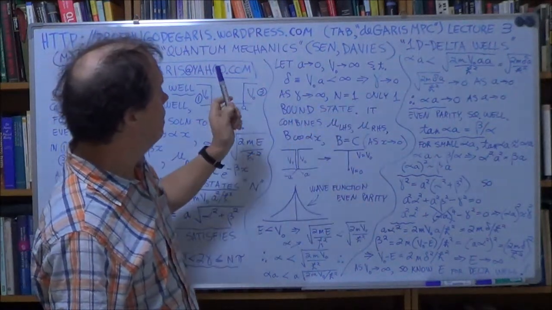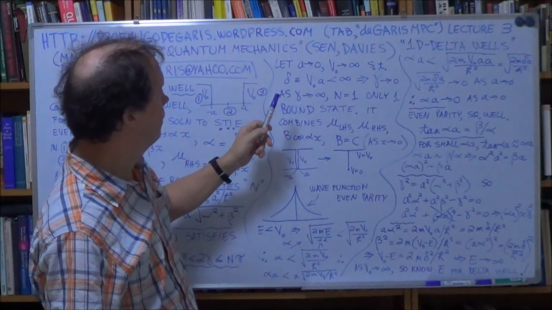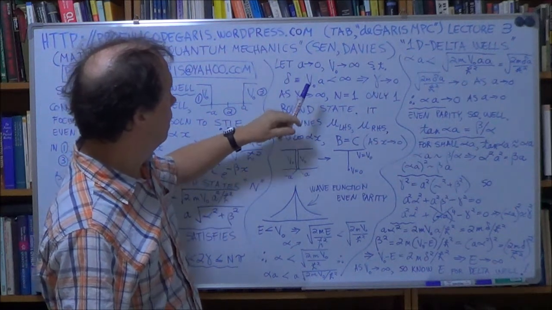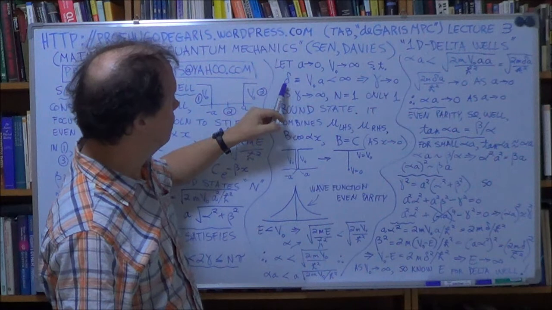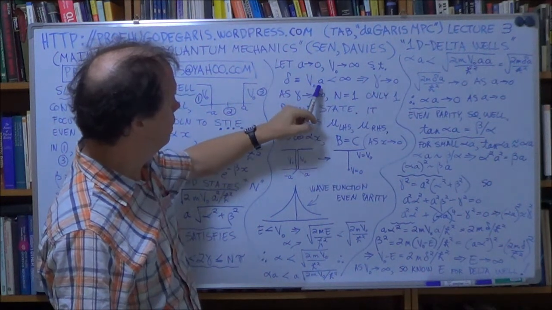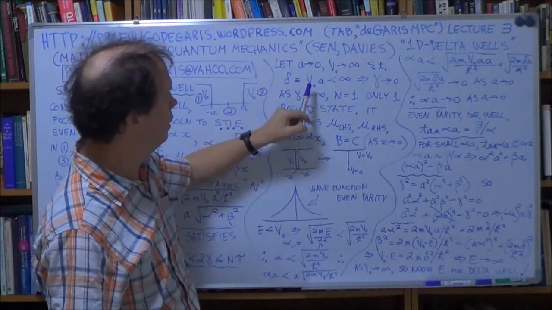Okay, so we're defining this delta as the product of the width times the depth, right? V naught A.